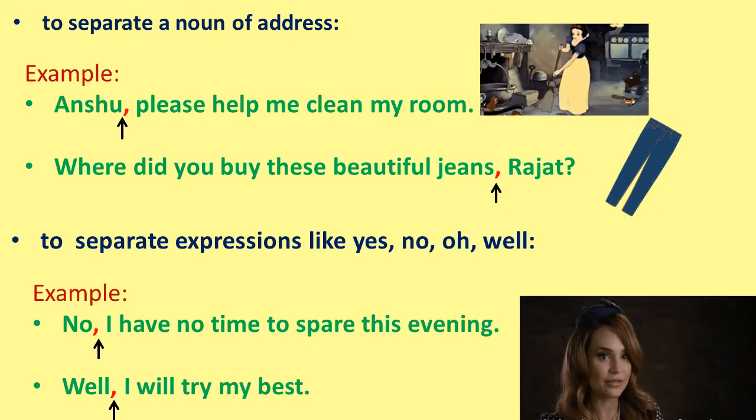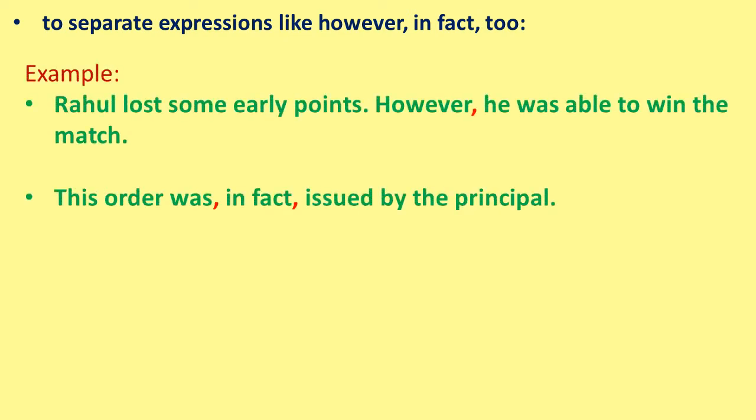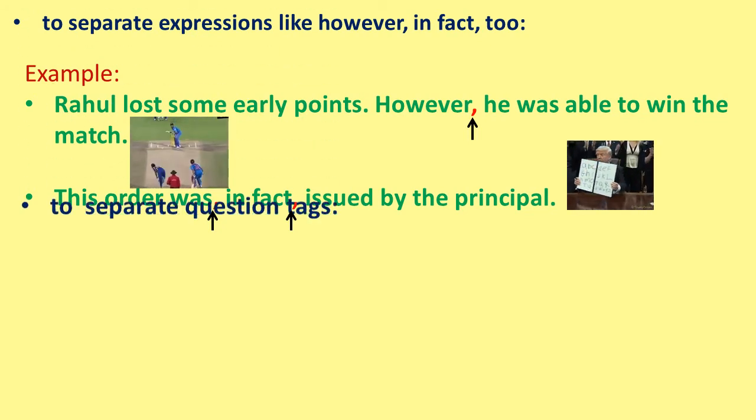We also use a comma to separate expressions like however, in fact, etc. For example, Rahul lost some early points. However, he was able to win the match. Or, this order was, in fact, issued by the principal.